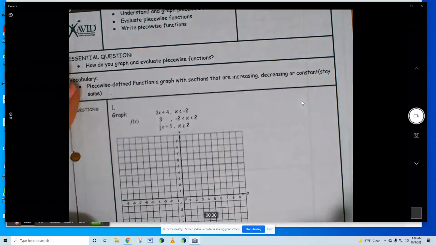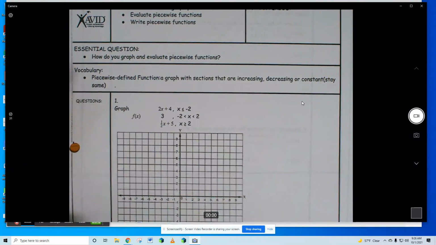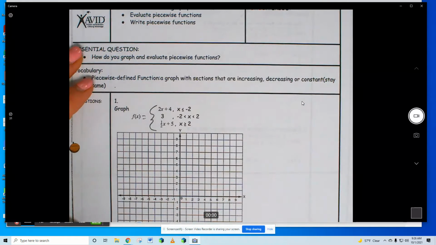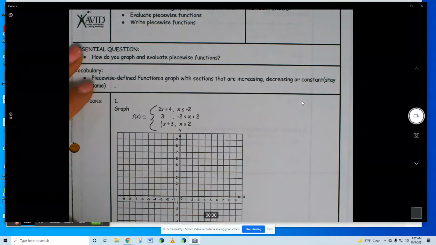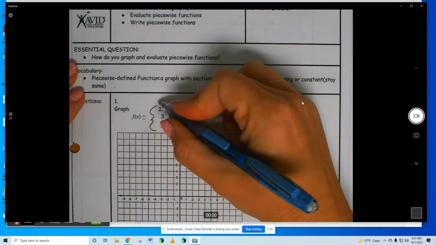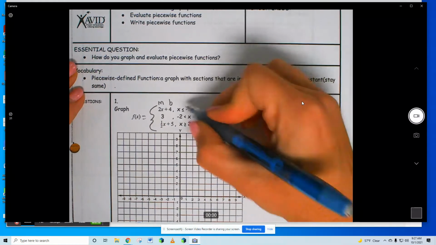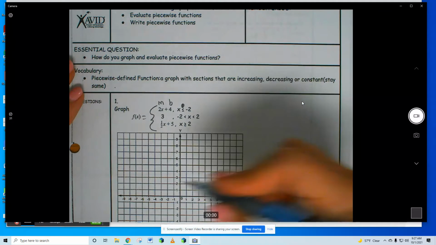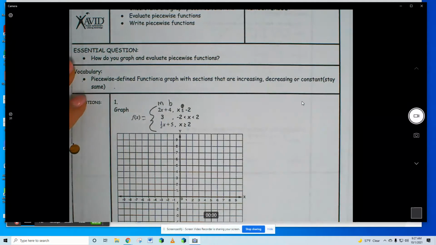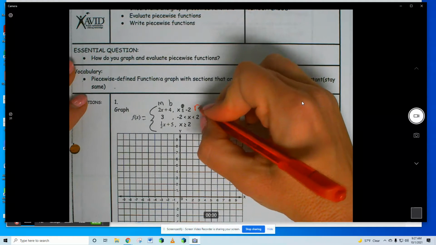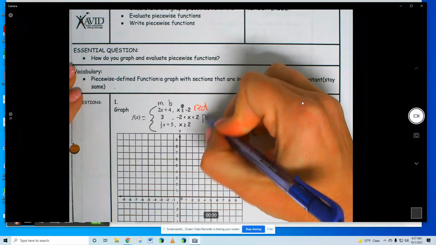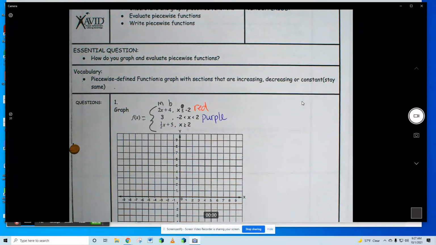So 3 equations. The first one is supposed to have this equal sign, sorry, and this special bracket. Okay, so begin it for MB. Closed circle at -2. So begin at 4. 1, 2, 3, 4. I could do different colors. Let's do that. Red, purple, blue.